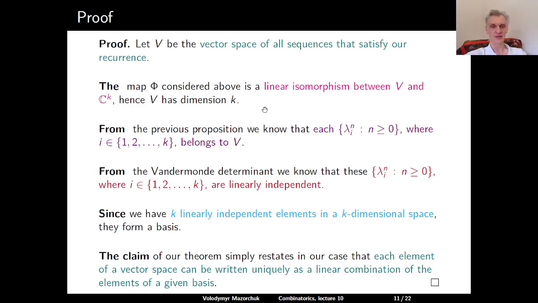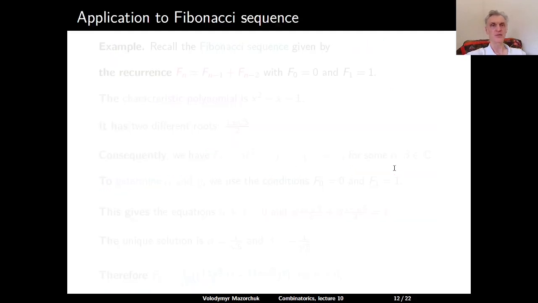So we have a vector space of dimension k. In that vector space, we have k linearly independent elements, so these are geometric series which correspond to roots. So they must form a basis because the number k is the dimension, and so any other element of the vector space, any other sequence with the same recurrence, should be a linear combination of these basis elements. That's our theorem. Now we can apply it to the Fibonacci sequence.